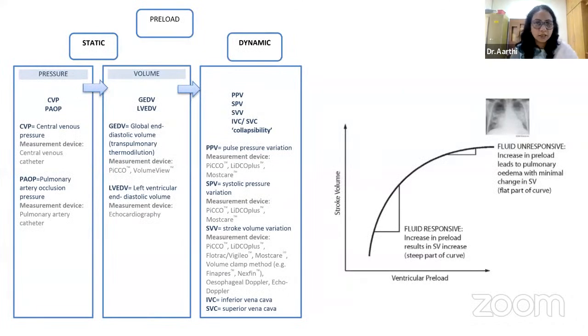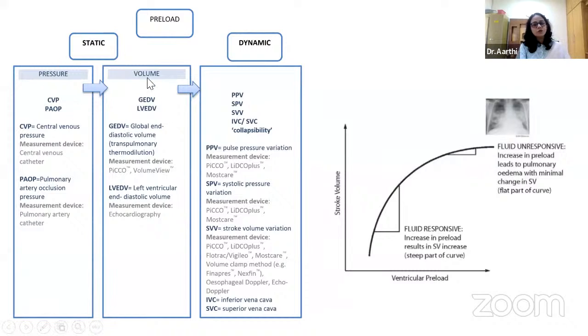So to summarize, the parameters used to assess invasive hemodynamic monitoring are static parameters and dynamic parameters. Static parameters, as we are aware, are the central venous pressure and pulmonary artery occlusion pressure. These static parameters reliably reflect the preload only when the patient is on the steep part of the Frank-Starling curve. Once the patient is on the horizontal or flat part of the curve, these static parameters might not reflect the preload of the heart.